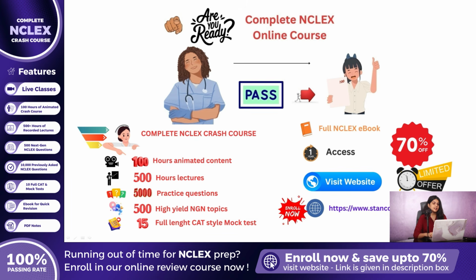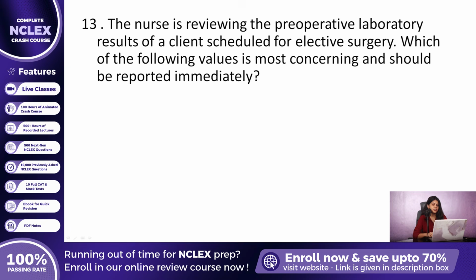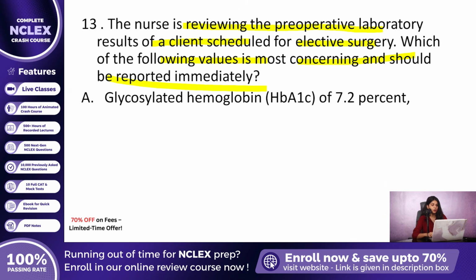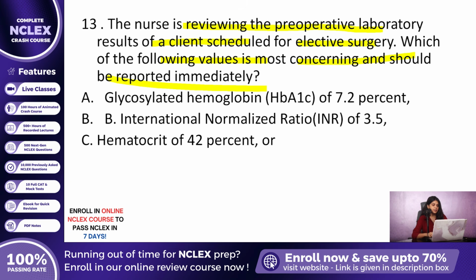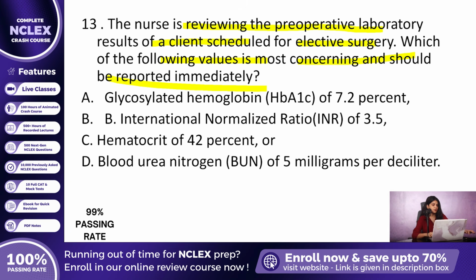Question 13. Next, let us explore a question about surgical readiness and prioritizing abnormal laboratory findings. The nurse is reviewing the preoperative laboratory results of a client scheduled for elective surgery. Which of the following values is most concerning and should be reported immediately? The options are A. Glycosylated hemoglobin, HbA1c, of 7.2%, B. International normalized ratio of 3.5, C. Hematocrit of 42%, or D. Blood urea nitrogen, BUN, of 5 milligrams per deciliter.